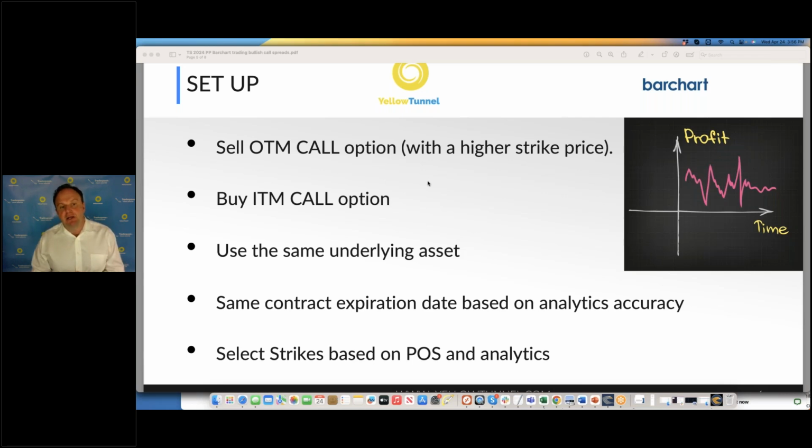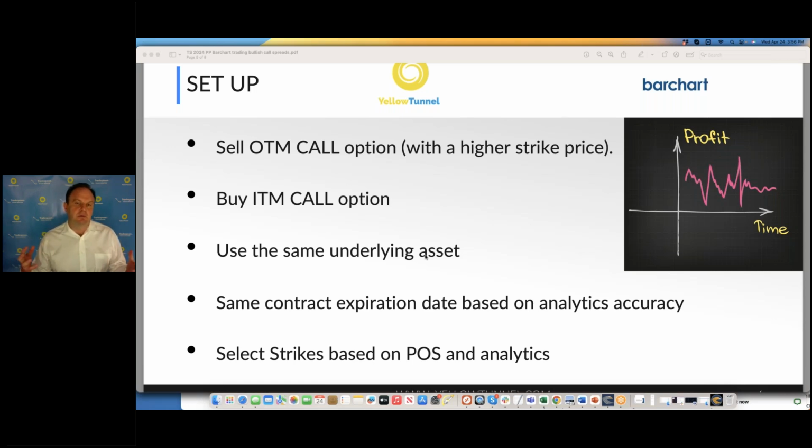So you buy an in the money call option with delta 70, delta 80 usually, for the strike price selection, which is an important topic. We're going to go over it. And you sell an out of the money call with the higher strike price. Using the same underlying asset, let's say Meta announcing earnings, so you're going to use Meta. Same contract expiration date. You select the expiration date based on your view on the market.